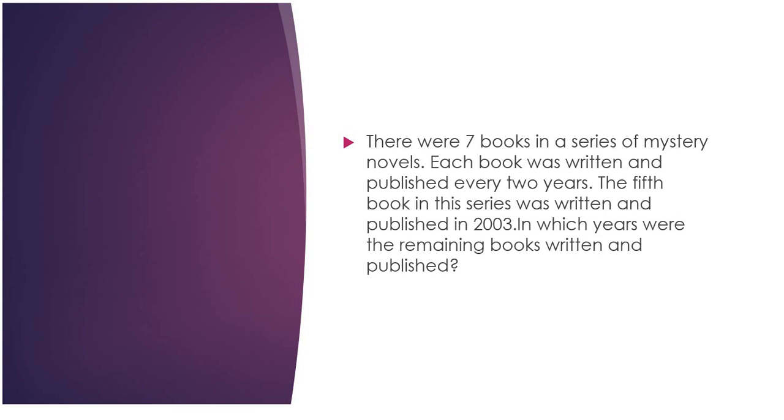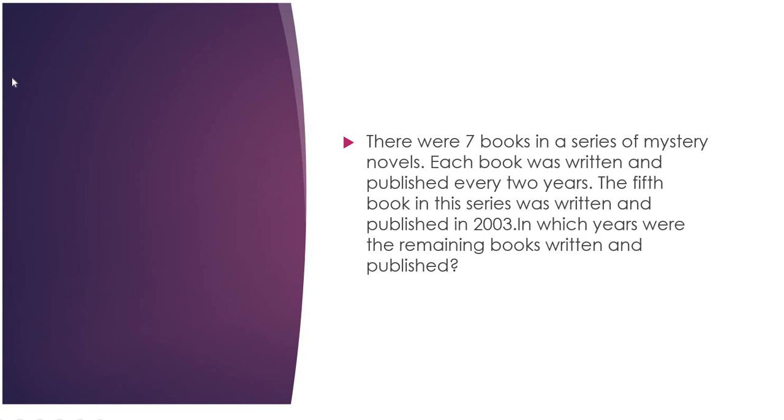Okay, let's read it again to fully understand it. So there were 7 books in a series of mystery novels, right? Each book was written and published every 2 years. So we have 7 books which were written and published every 2 years. The 5th book in this series was written and published in 2003. So what does the question ask us? In which years were the remaining books written and published?